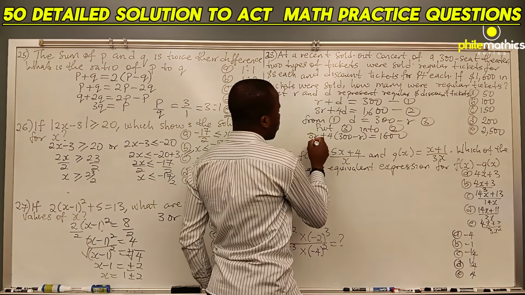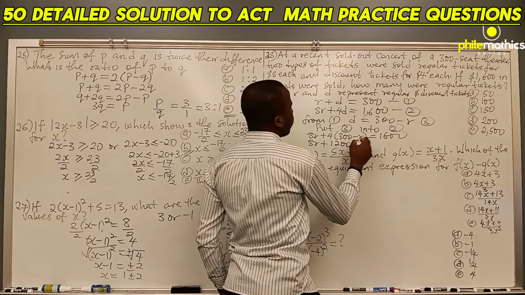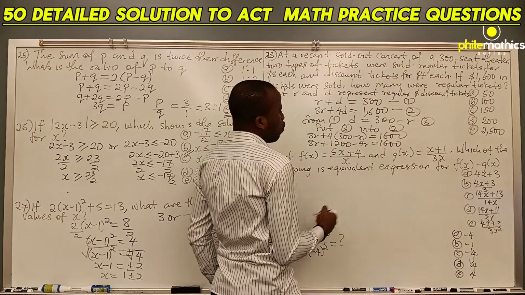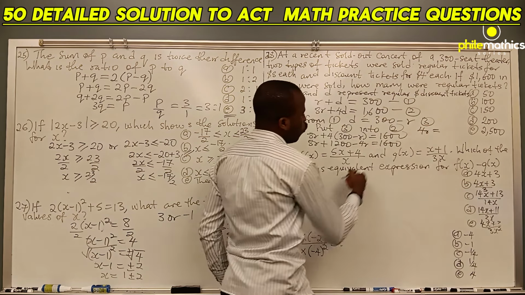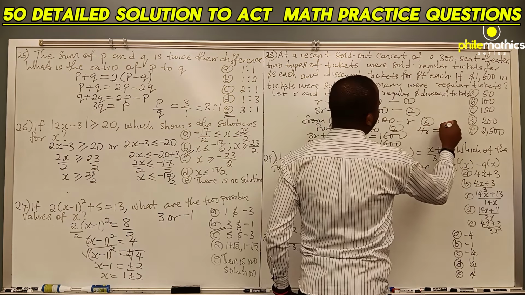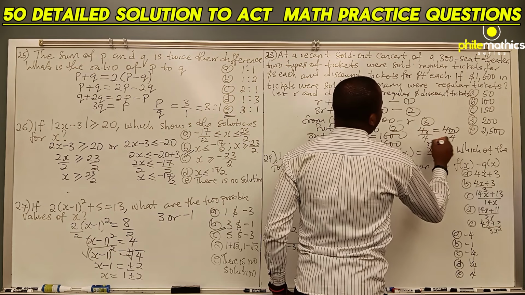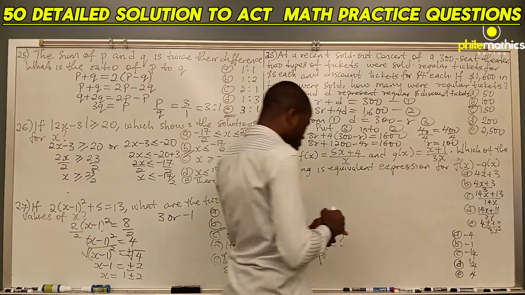If we open the bracket, we'll have 8R plus 1,200 minus 4R equals 1,600. 8R minus 4R is 4R. And if you subtract 1,200 from both sides, 1,600 minus 1,200 is 400. And if we divide both sides by 4, the number of regular tickets will be 100, which is B.